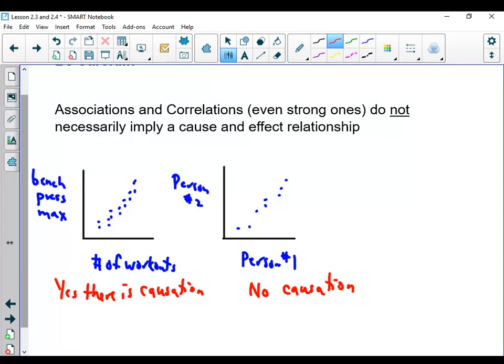And like I said, that's sometimes where statisticians get in trouble, is they see, okay, well, these two things have a strong correlation. That means this must have caused that. And that may be misleading. That may not necessarily be the case. So just be careful. Correlation doesn't mean causation.